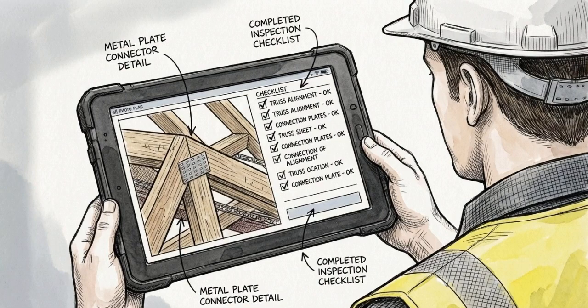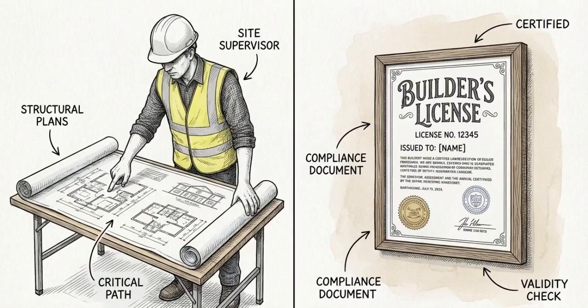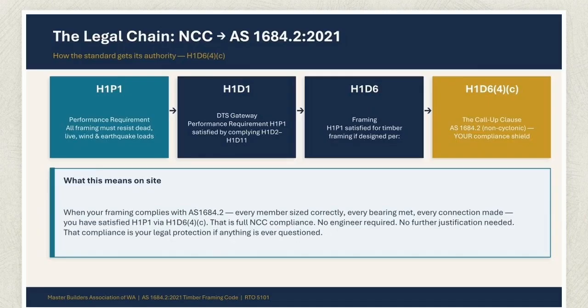Competent supervision of this code requires the site team to treat these framing requirements as applied structural engineering. Beyond the physical requirements, the site supervisor and the license holder carry the legal liability for the frame's performance. This flowchart illustrates the legal pathway from the National Construction Code to the job site.